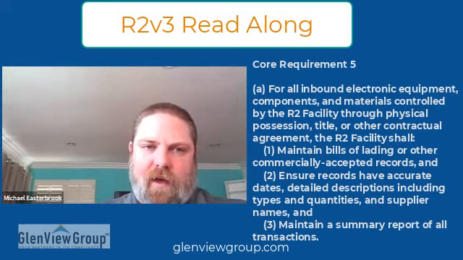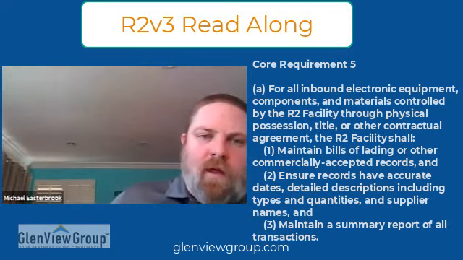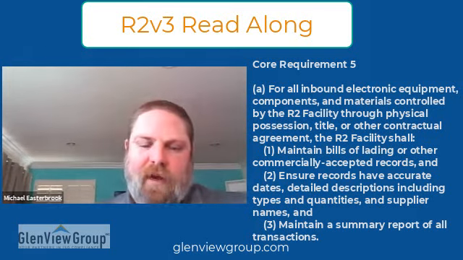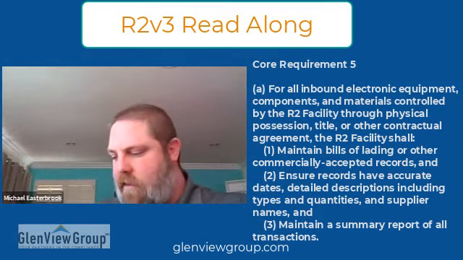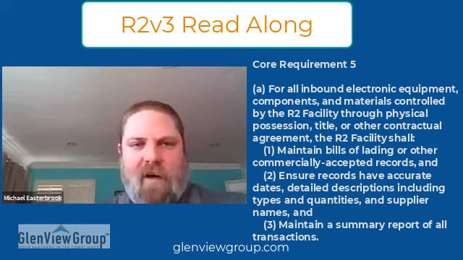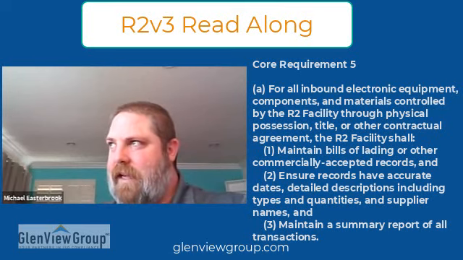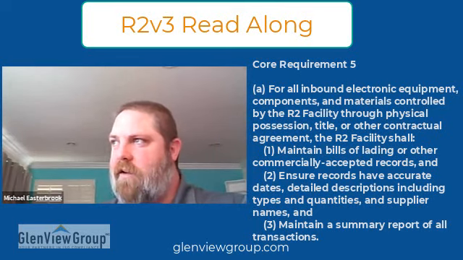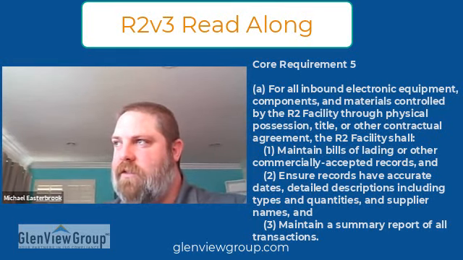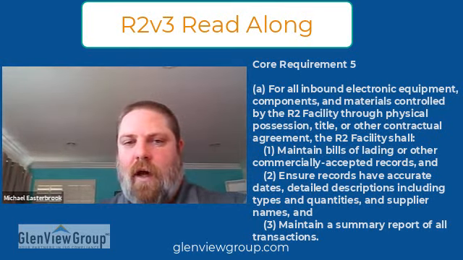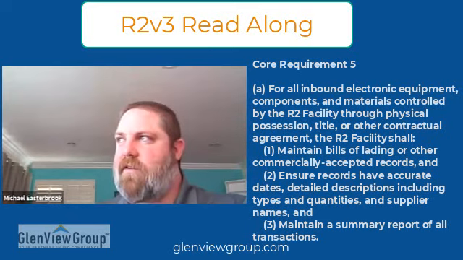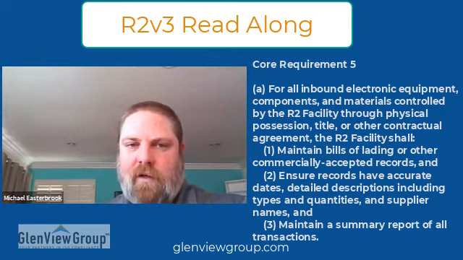So this first portion A is talking about inbound equipment, right? So the inbound equipment on bills of lading, or whatever method you have of receiving the material, you need to have the dates, which most people have. Detailed descriptions is a kind of double-edged sword here. I agree that many R2 facilities might be lacking good detailed descriptions of incoming material. Like, for instance, it might just say e-waste or something like that.